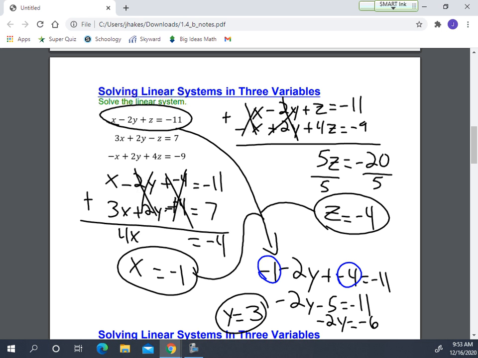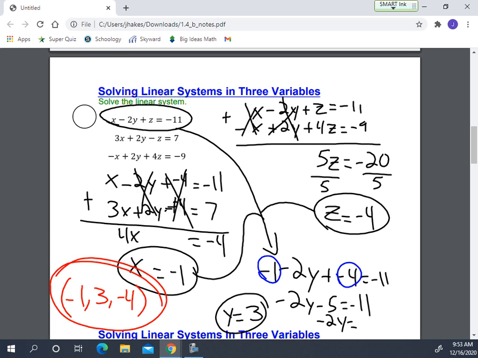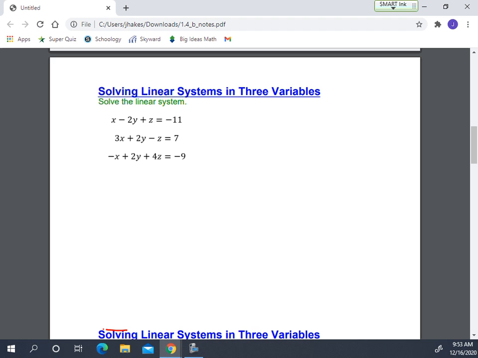Remember, we have to write this in x, y, z form. So we have to have x first: parentheses -1, our y is 3, and our z is -4, parentheses. There's our final answer. So that was a one solution problem, right? Each variable had one solution. Let's move on.